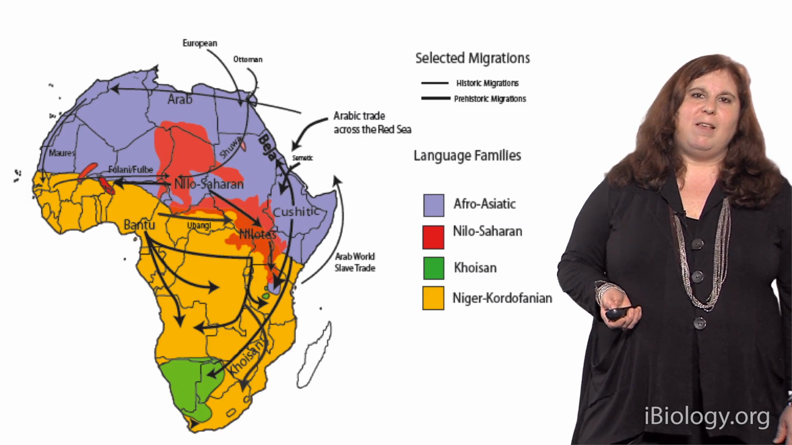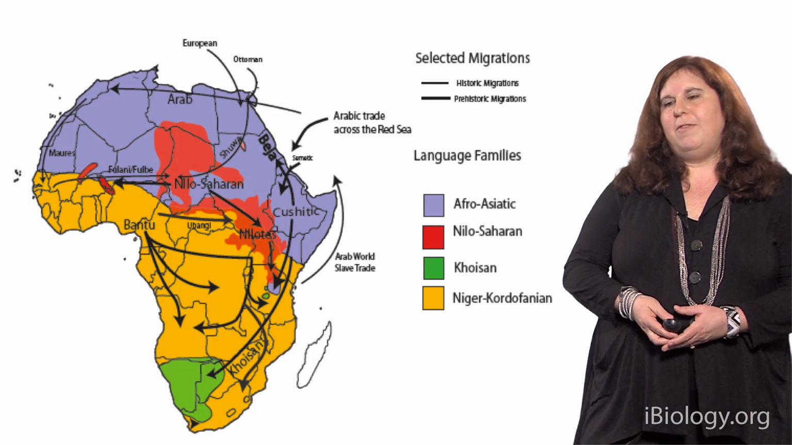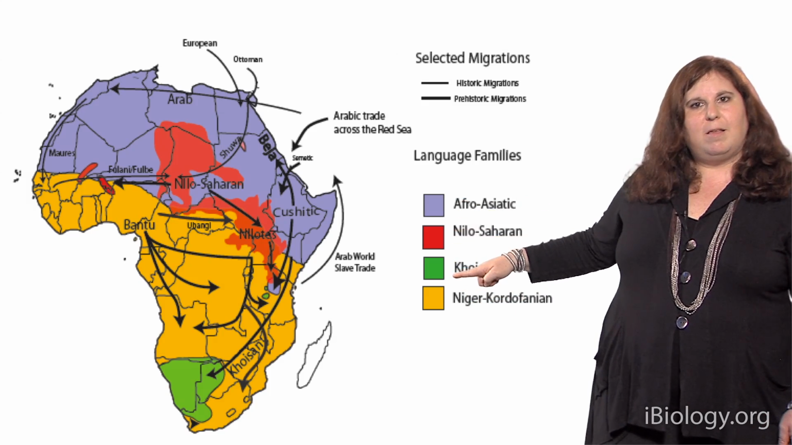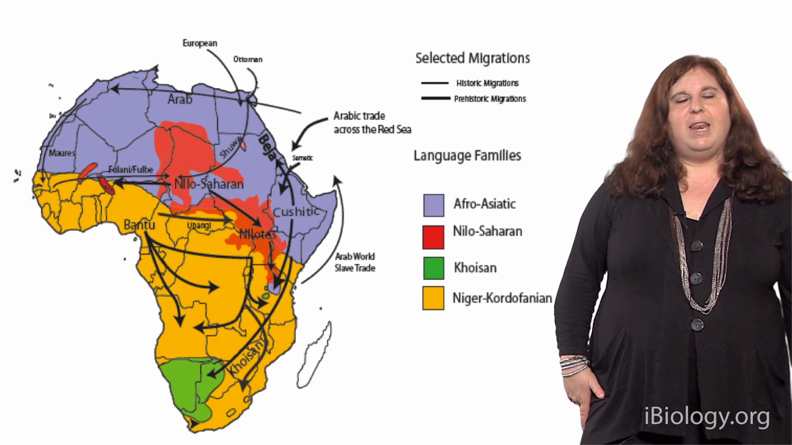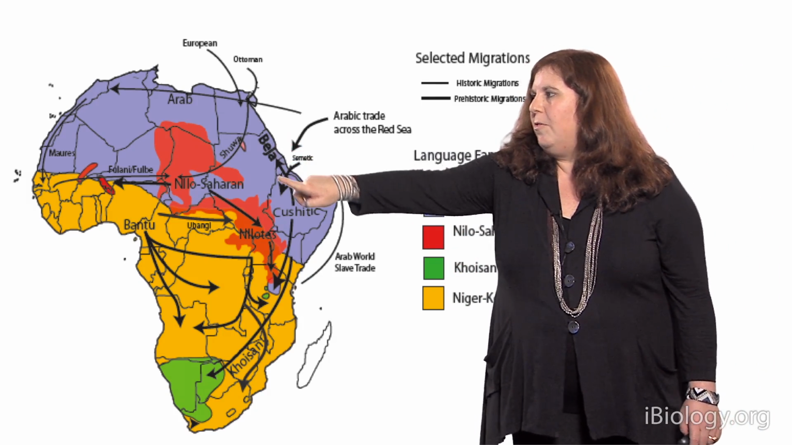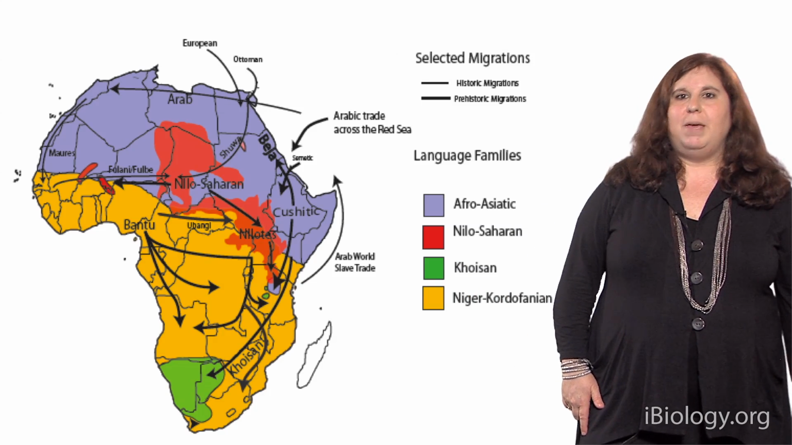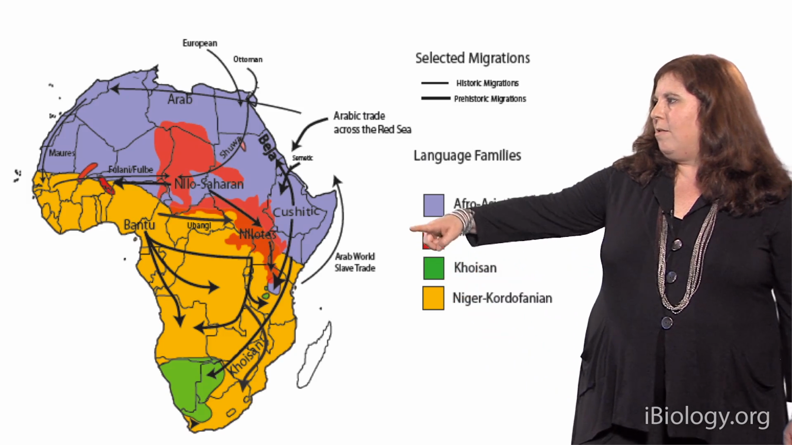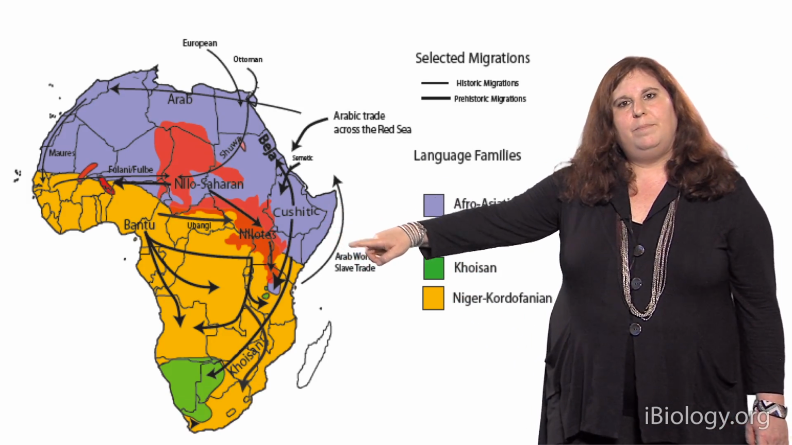There are over 2,000 ethnic groups in Africa speaking distinct languages. And these languages have been classified into 4 different language families. So in blue are languages classified as Afro-Asiatic. They're found predominantly in the north and northeast of Africa. And these would include, for example, Semitic languages, which are also spoken in the Middle East. And they would also include Cushitic languages spoken in Northeast Africa.